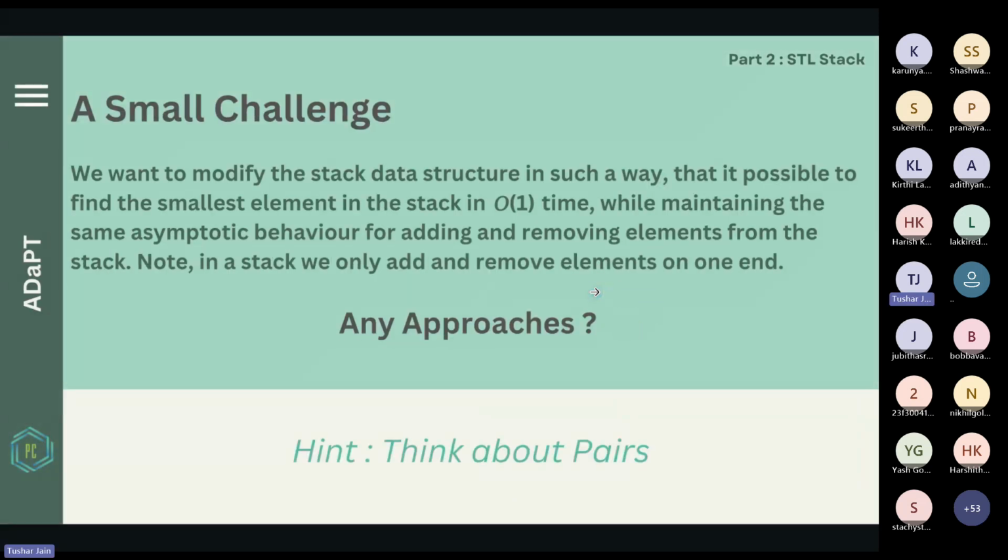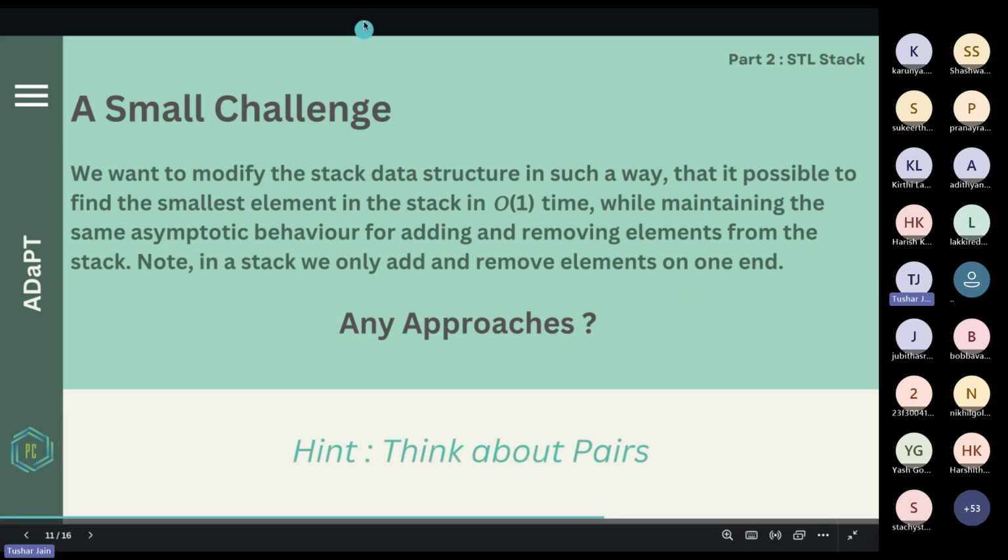So this is a small challenge, and what we have to do is modify a stack data structure in such a way that it is possible to find the smallest element in the stack in O(1) time. Like we have to iterate through all the elements and then store them in such a way that the behavior of the stack doesn't change. This is a problem taken from CP algorithms, and just write any approaches that you are getting in the chat. And the hint is think about pairs.